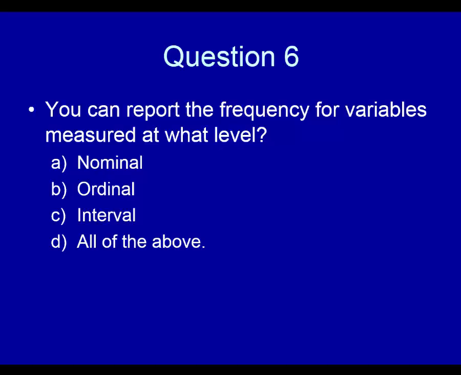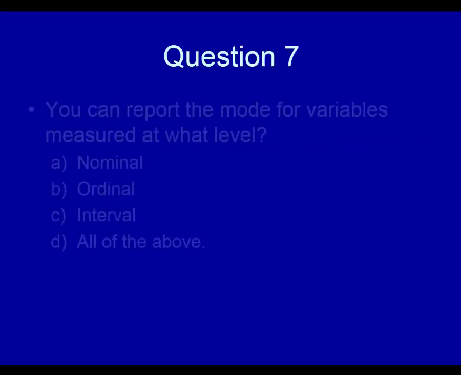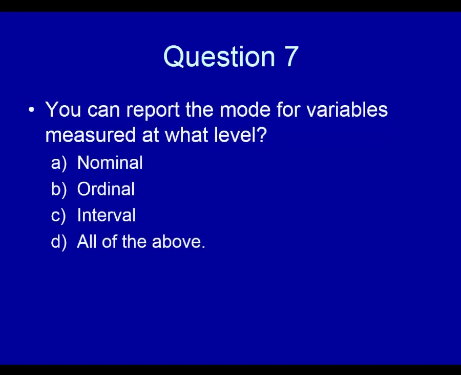You can report the frequency for variables measured at any level. This might include the number of respondents who indicated they are Republican, or the number who answered strongly agree, or people who scored 23 or 24 on a depression scale. You can report the number of or frequency of people for each of those levels of measurement. Here's question 7.